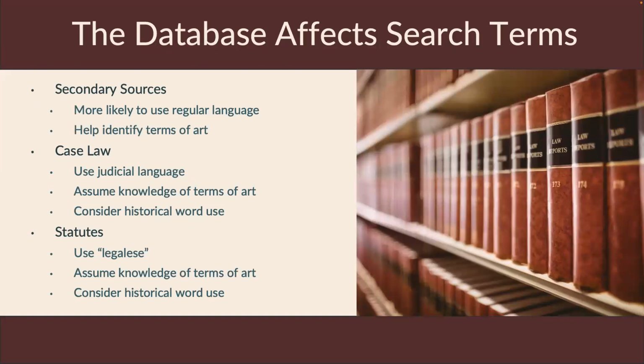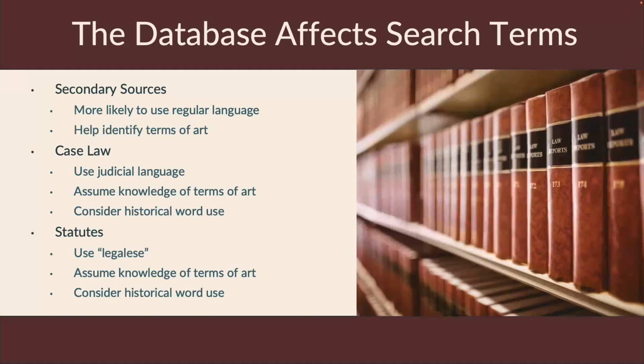As you brainstorm, consider which databases you'll be using. How are the documents in those databases likely to articulate the concepts you're researching? Think about both the authors and the intended audience. Secondary sources are typically written by lawyers or judges for other lawyers, but they're meant to provide explanation and background, so they use more accessible language.